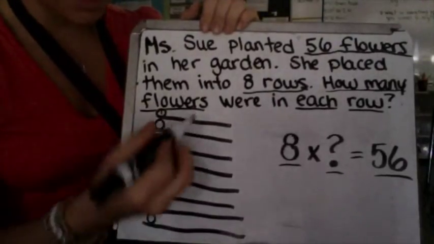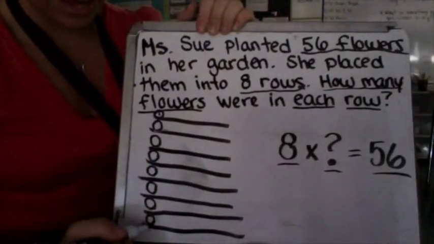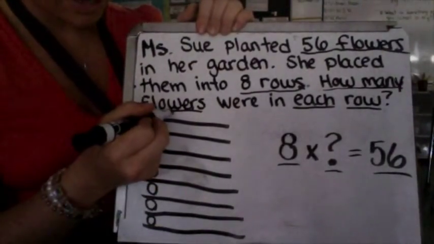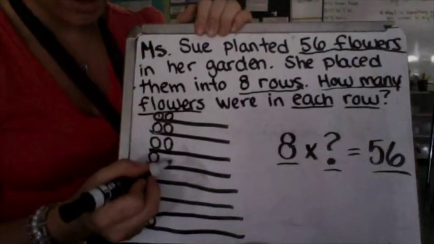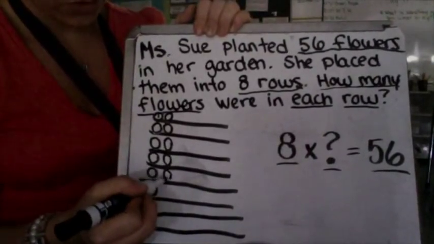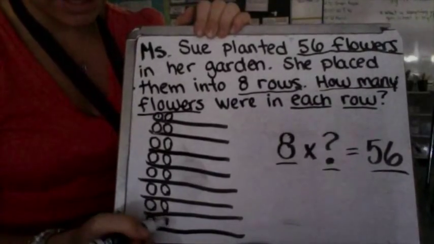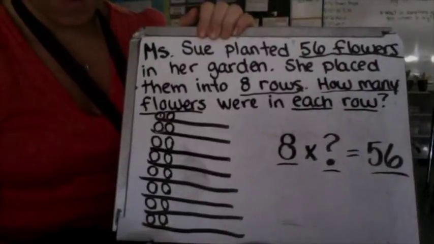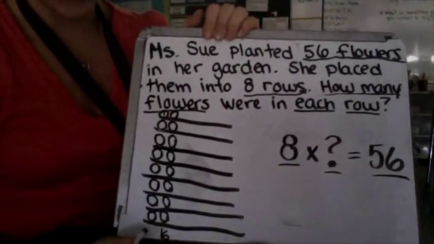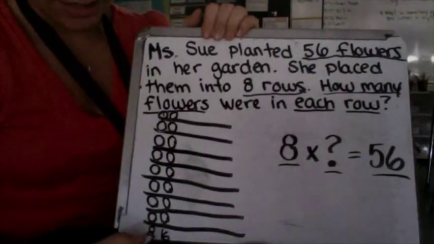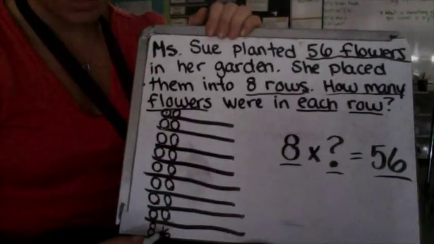I'm going to go back up to the top, and I'm going to do it again. But I'm going to keep counting. So I have 8. What comes next? 9. Go down. 10, 11, 12, 13, 14, 15, 16. So I'm at 16 right now. I'm going to put that 16 down below so that way I don't forget. So I went 8, 16. I'm going to keep going because I'm not at 56 yet.